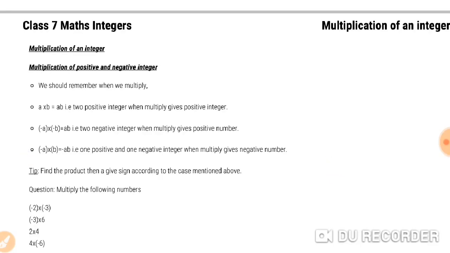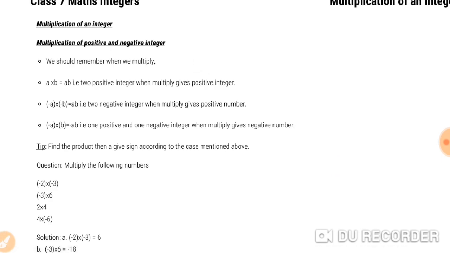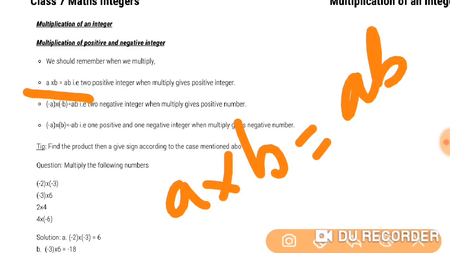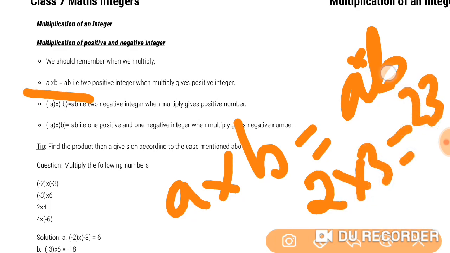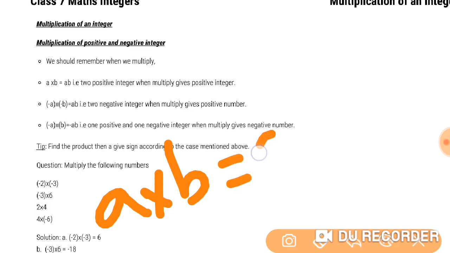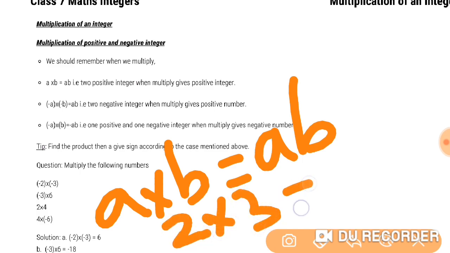We should remember, when we multiply a into b, we can also write it as ab as a shortcut. But it doesn't mean that there is no sign. For example, 2 into 3, we can't write as 23. That is not actually the meaning. A into b is equal to ab we can write, but why can we write it in this case? Why can't we write it in the other way?